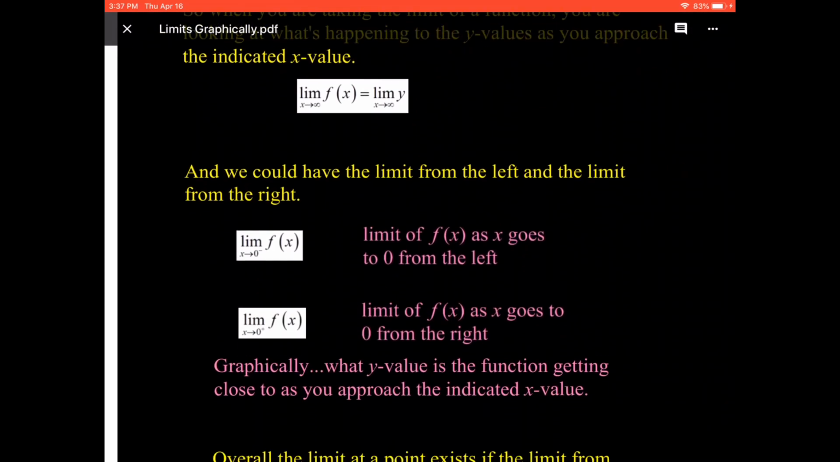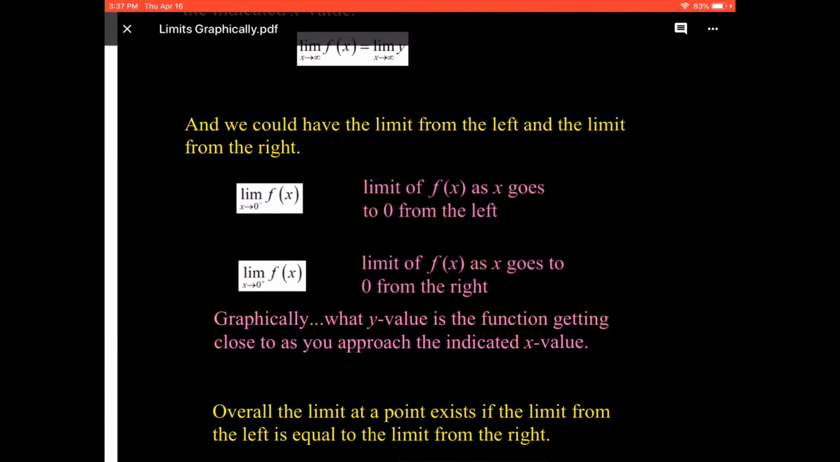So we could have limits from the left and limits from the right of a certain x value. When you see something written with a little negative symbol where an exponent would be, after x arrow 0 below the limit, that is read as the limit of f of x as x goes to 0 from the left. If you see a little plus symbol where an exponent would be, that's the limit of f of x as x goes to 0 from the right. Graphically, when you're trying to evaluate those, you're just looking again at what the y value is approaching as you get closer to the indicated x value.